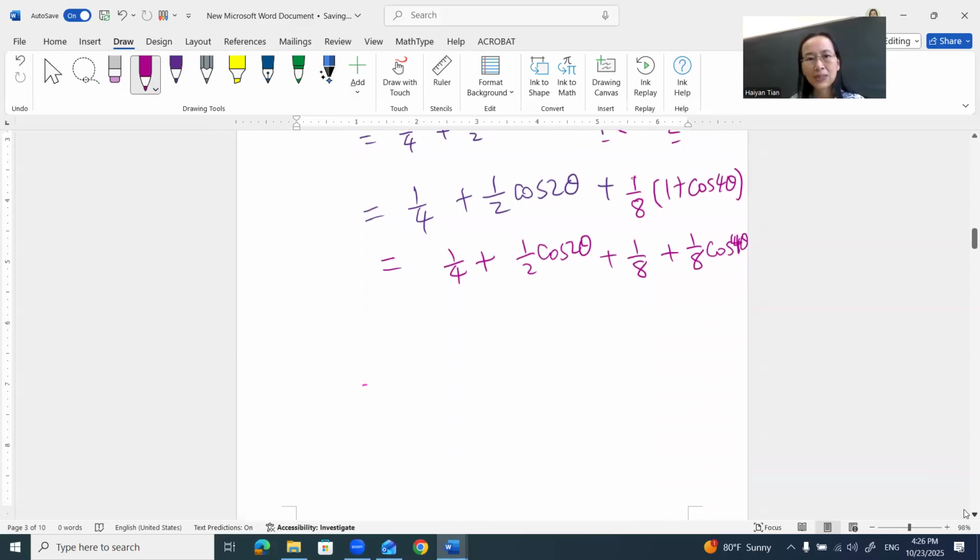Mathematically, you always want to put all terms there and see whether there are terms that we can combine. So here, obviously, the numbers, 1/4 and 1/8, we can add together. 1/4 is 2/8, plus another 1/8, that's 3/8. So the numbers are combined. And then we have one term involving cosine 2 theta, and the other term involving cosine 4 theta.